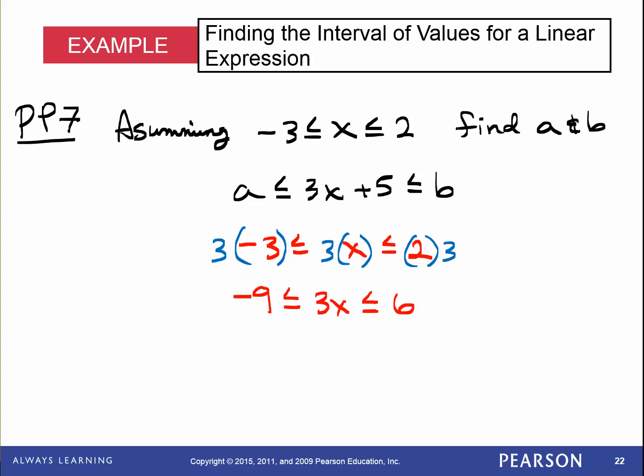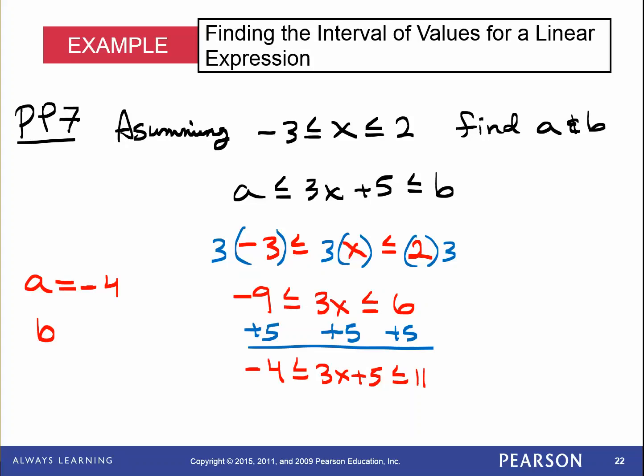What should I do now? Add 5. I'm going to add 5 in the middle. We're going to add 5 on the left as well as on the right. Everywhere we're going to add 5. So we got ourselves -4 less than or equal to 3x plus 5 less than or equal to 11. So there it is. There's our markers. Cool. So then a is equal to -4 and b is equal to 11. So there are our parameters in a sense for the bigger inequality here. Okay, so again, a is equal to -4, b is equal to 11.